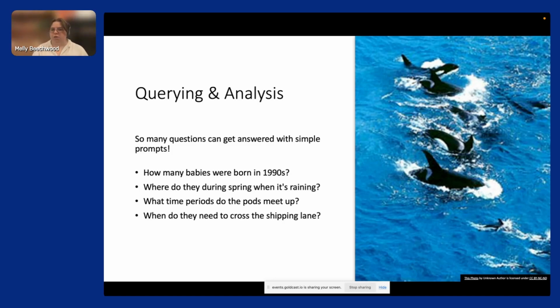And these are valuable conservation questions that previously would have been very difficult to answer with the data available, and typically would have had to have a study where someone was actually hands-on going and seeing where they were doing in spring.